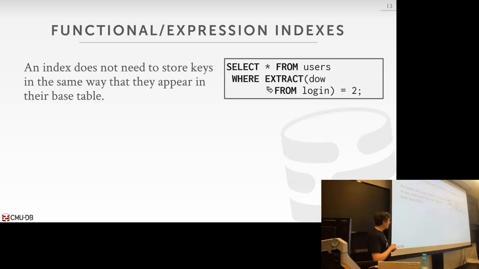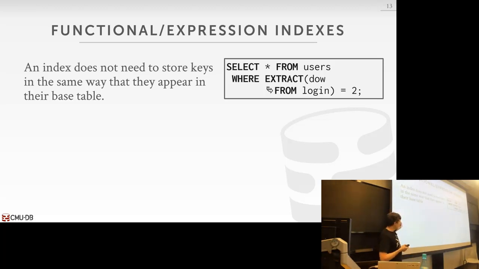The last kind of index I want to talk about are functional expression indexes. Everything we've shown so far, anytime we declare an index, we're always creating an exact copy of the key that's in the tuple and putting that in our index. But there may be some queries where we don't want to do a lookup on the exact value of a key. We want to do a lookup on some value that we derive from the key.